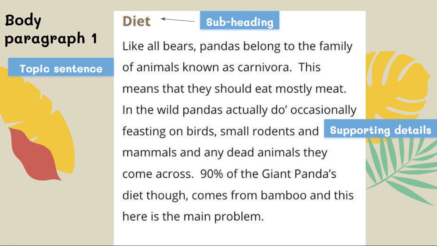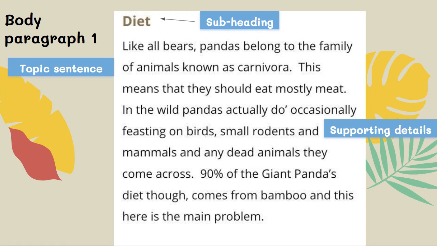And then we come to the 3 body paragraphs. The first one is diet. The word diet here is the subheading. And then the first sentence of this paragraph is called the topic sentence. It tells the readers the main idea or topic of the paragraph. Let's have a look at the main idea of this paragraph.